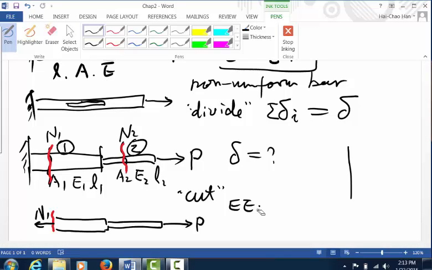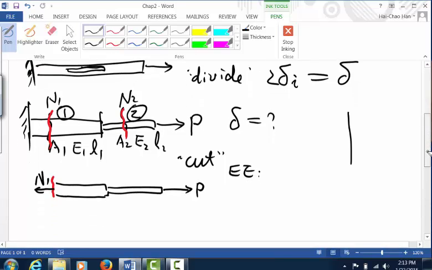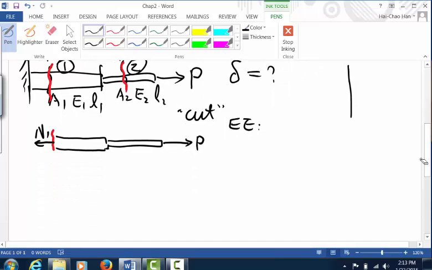Have you written down your equation of equilibrium? Yes, so you have minus N1 plus P equals 0, right? So what's N1? Equal to P, right? If P is 10 Newton, N1 will be 10 Newton.